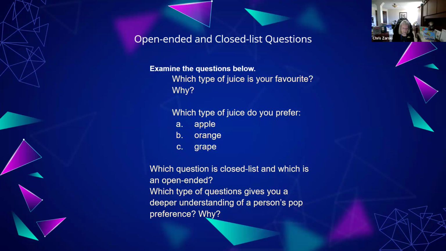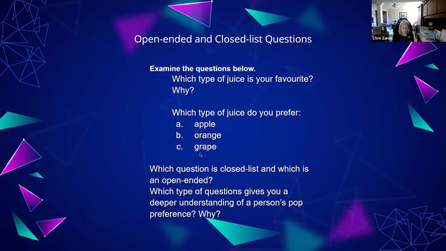Versus a closed list means I still get to ask the question. It's still a statistical question, but I'm going to limit the choices. And so I'm actually asking the participants to choose one of. So which type of juice do you prefer? This might be not your most favorite, but which do you prefer? Apple, orange, or grape?